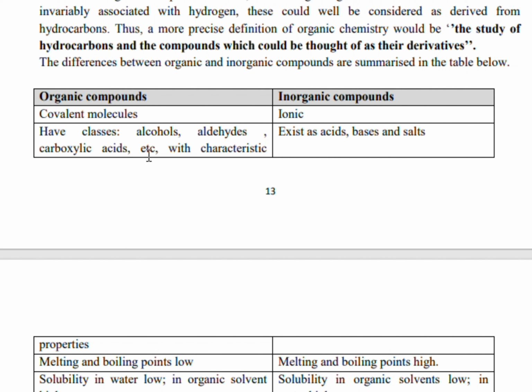In terms of classes, in organic compounds we have alcohol, aldehyde, carboxylic acid, amine, ketones, amide, nitriles, esters, ethers, acid anhydride, and so on. These are different homologous series. But in inorganic compounds, we have acids, bases, and salts.